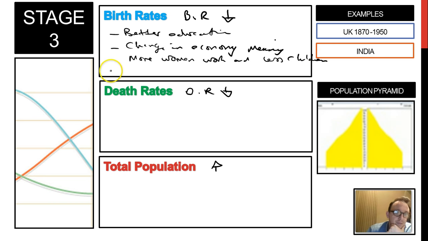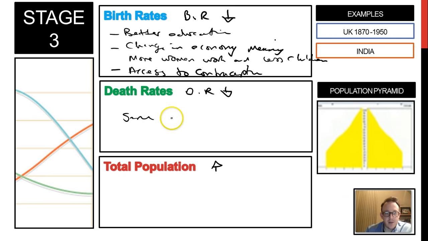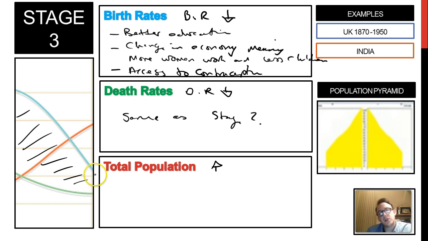Okay, but also it's down to access to contraception and things like that. Okay, and the death rates are the same as stage 2. Okay, and we've still got a difference here. If you can see on here, blue line represents the birth rates, green line represents death rates. We've still got a difference here between the two, so we've still got population increase. Okay, birth rates are still higher than death rates.